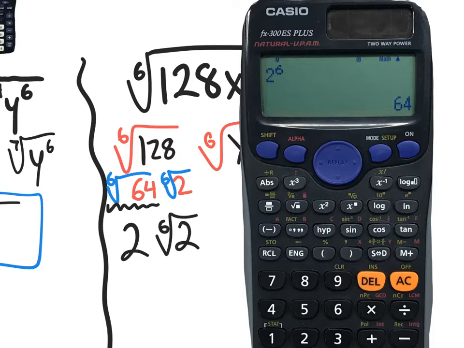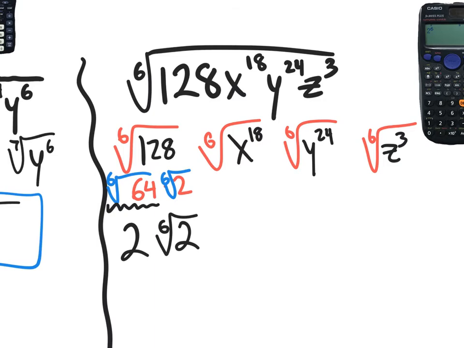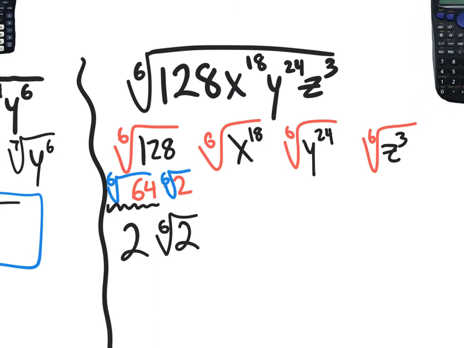Now let me deal with the variables. That's kind of the hard part right there. The variables are pretty easy because when I say the power of 18, that's divided by 6. That gives us x to the 3rd, and x to the 3rd is going to be on the outside, no more root. And then when I say 24 divided by 6, what do I get? That's y to the 4th. That's right. Y to the 4th, no more radical.